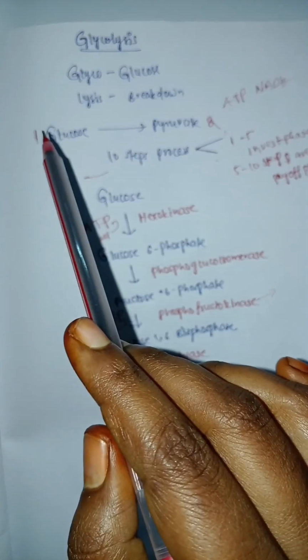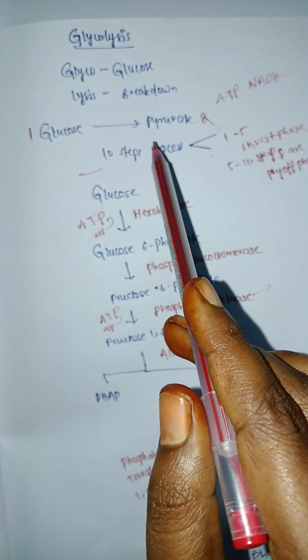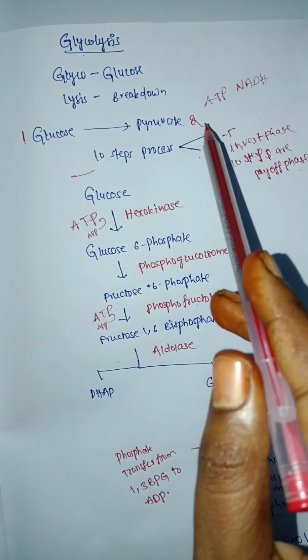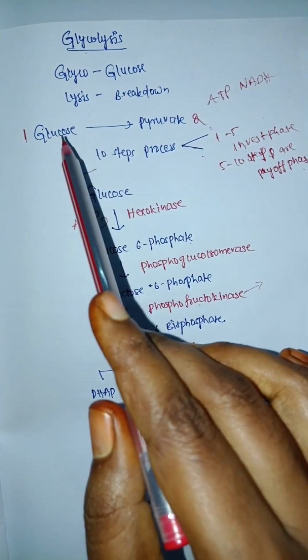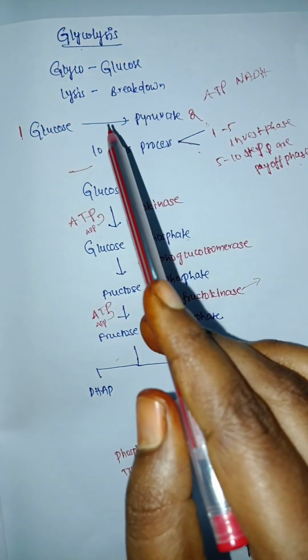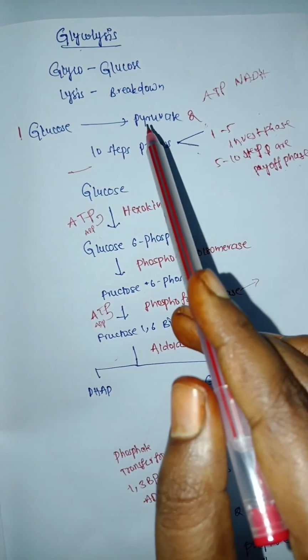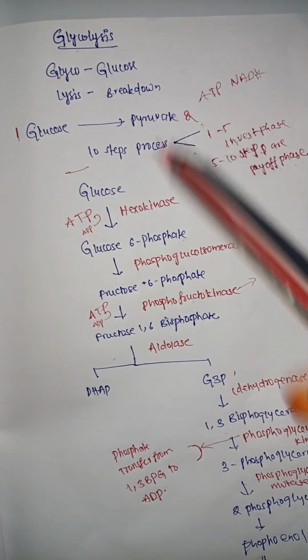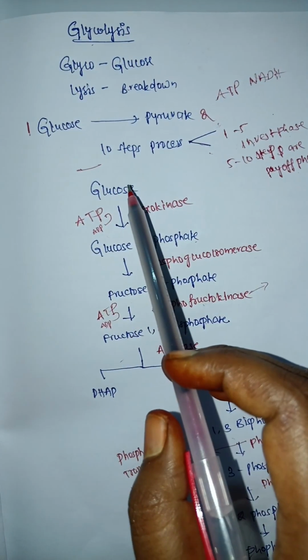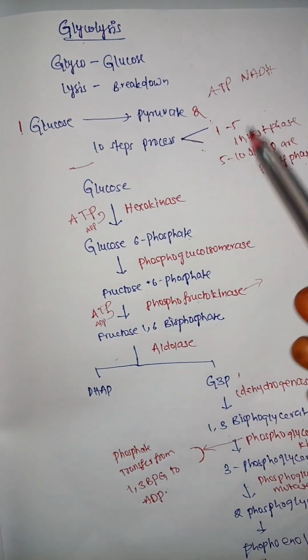In simple words, one molecule of glucose gives rise to two molecules of pyruvate. But remember one thing, glucose does not turn into pyruvate in a single step. It happens through a 10-step process. For better understanding, these steps are divided into two types.